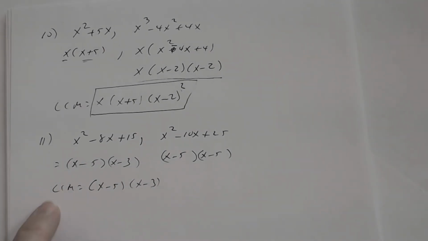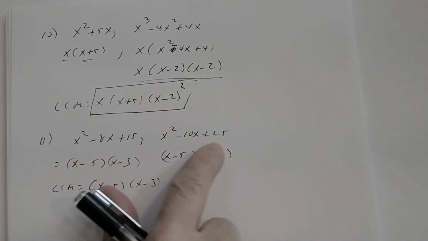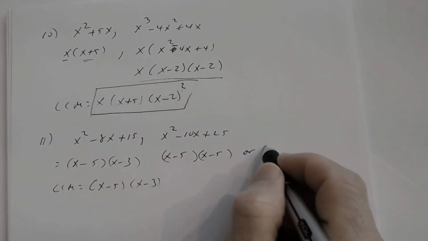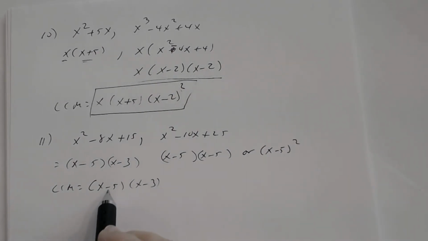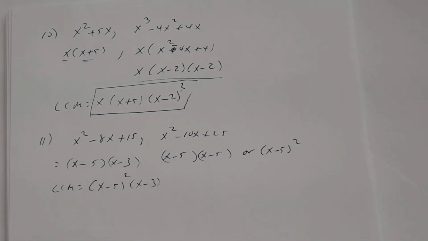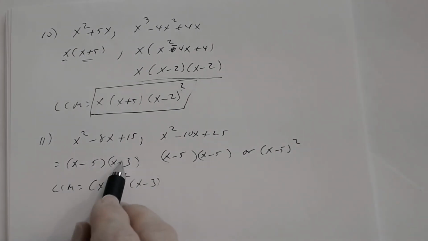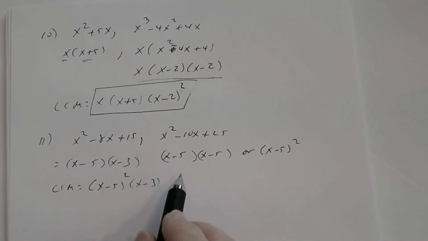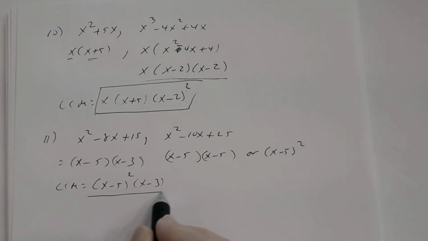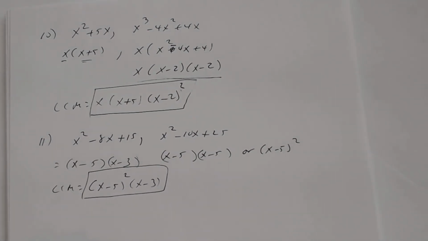Remember, you want to find the least, so you got to use the least number possible. How many factors of x minus 5 do I have here? 1. How many factors of x minus 5 do I have here? 2. So remember, that means x minus 5 squared. So how many do I need? I need 2 of them. Okay, and that's going to give you your least. The next one's x minus 3. How many factors of x minus 3 are in this one? Just 1. How many in here? 0. You need just 1. So there's your answer. Okay.